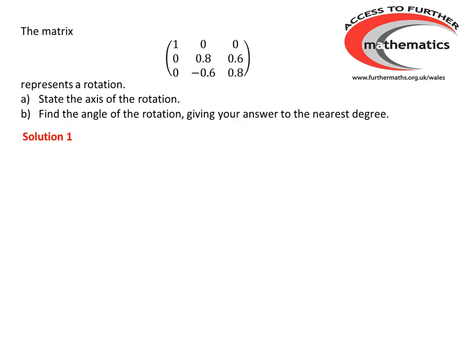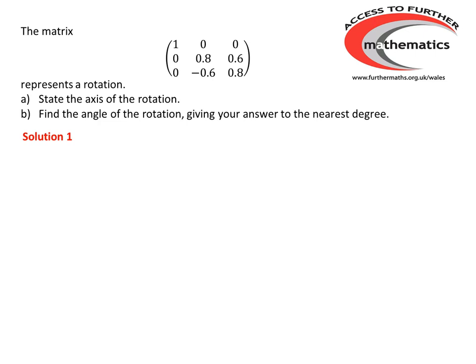So our first example, we have the matrix 1, 0, 0, 0, 0.8, 0.6, 0, minus 0.6, 0.8, and we're told that this matrix represents a rotation. And we're asked to state the axis of the rotation and find the angle of the rotation, giving your answer to the nearest degree.